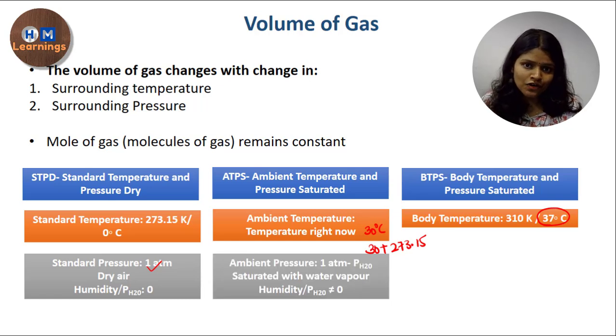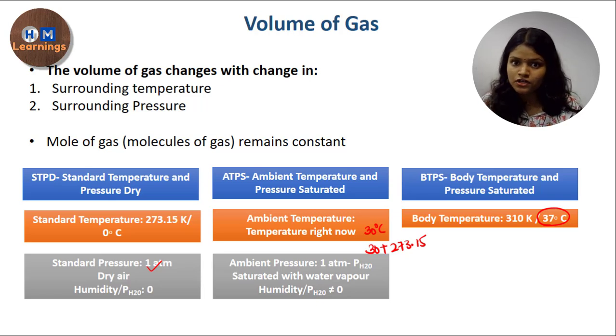Now, what is ambient pressure? Ambient pressure is going to be the dry pressure at that particular temperature, which is calculated as 1 atmosphere minus the partial pressure of water at that particular temperature. So if we are saying that 30 degrees Celsius is the temperature right now, we need to know the partial pressure of water at 30 degrees Celsius, and we subtract that from 1 atmosphere to get the pressure of dry gas at that ambient temperature, because we are using the dry pressure for calculating the volume of the gas.